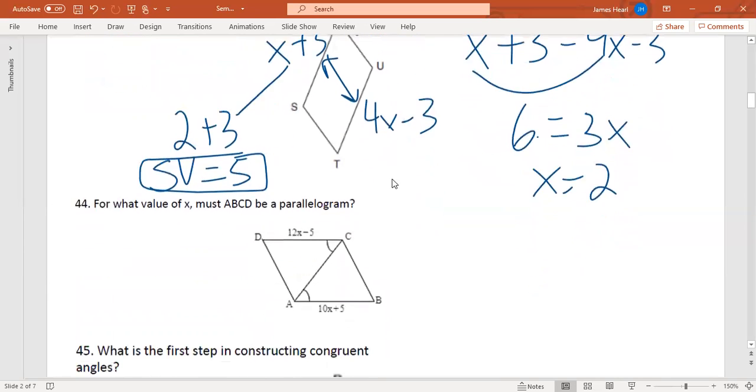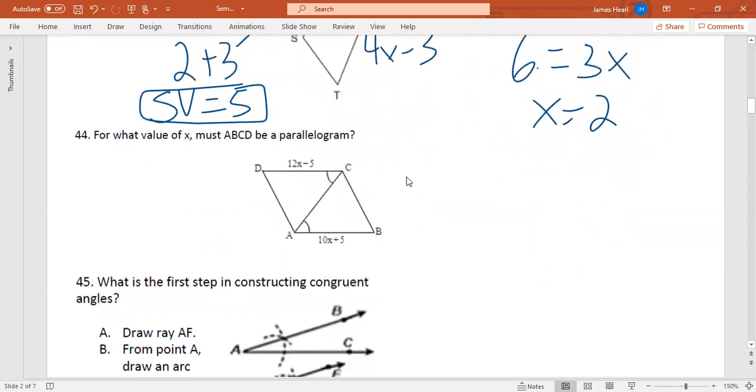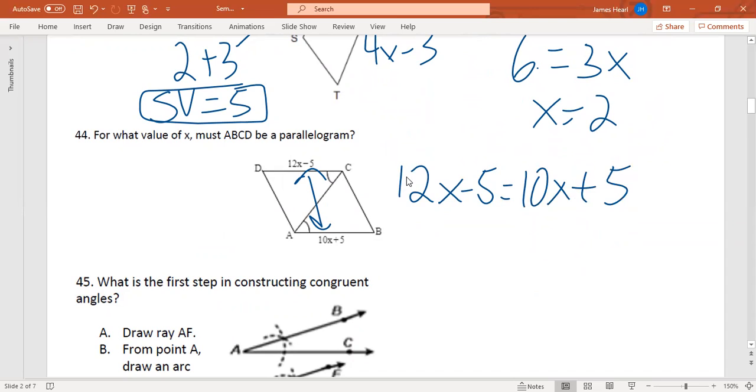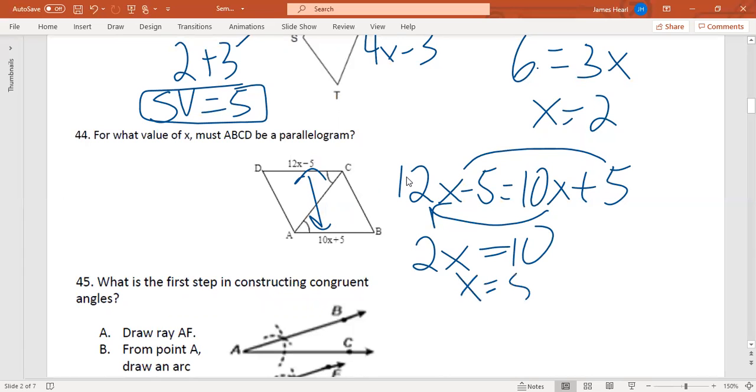For 44, we're asked which value of x would turn this into a parallelogram. So same logic, just we're going to change the phrasing. Instead of saying it is a parallelogram, so we know the opposite sides are congruent, we're going to change it around to an if statement. If these two sides were congruent, so 12x minus 5 equal to 10x plus 5, then it would be a parallelogram. So what would make this true? Let's go solve the algebra. If we subtract the 10x off, that's 2x. If we add the 5 over, it's equal to 10. Divide out the 2 and get 5.